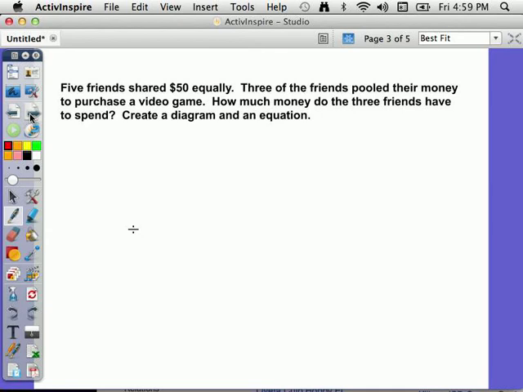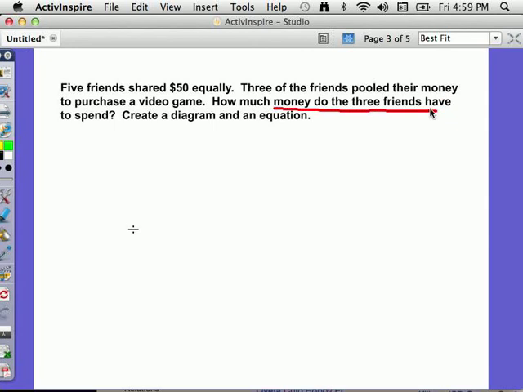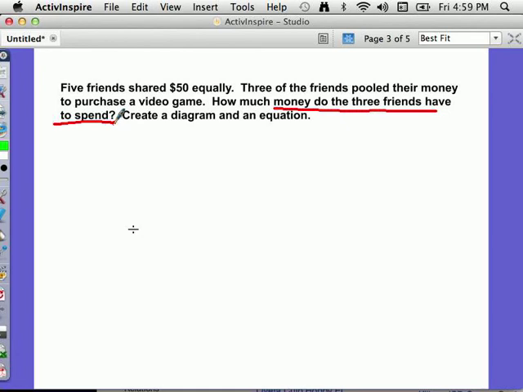Let's see. The first thing we need to know is what is the question we have to answer? Well, the question here is, how much money do 3 friends have to spend? Okay, so we need to make sure we address that question. Yes, ma'am. What is it that we already know? Well, we know that there's 5 friends that are sharing $50 equally, and that there's 3 friends who pooled their money together to purchase a video game.